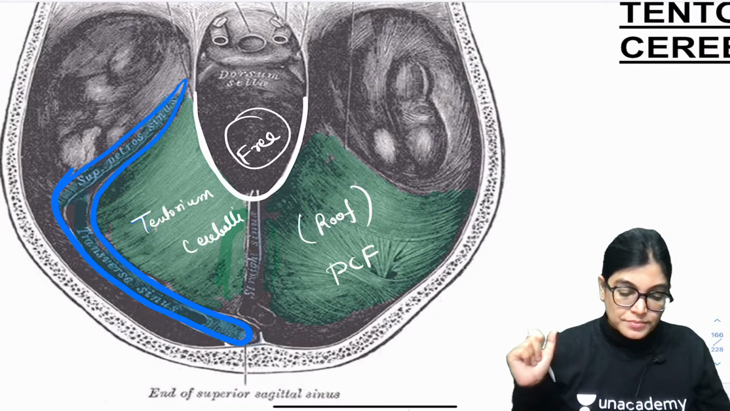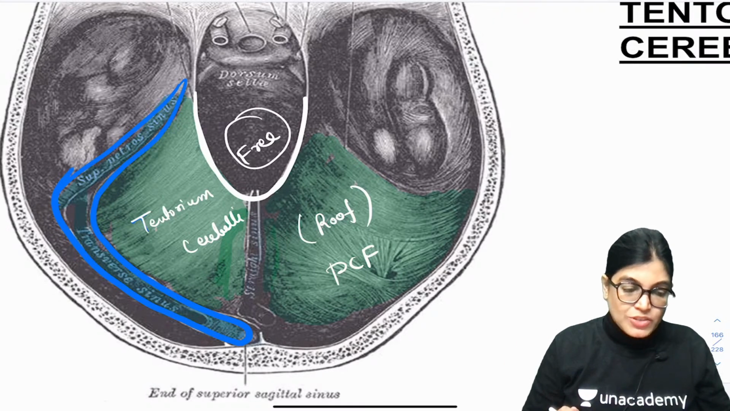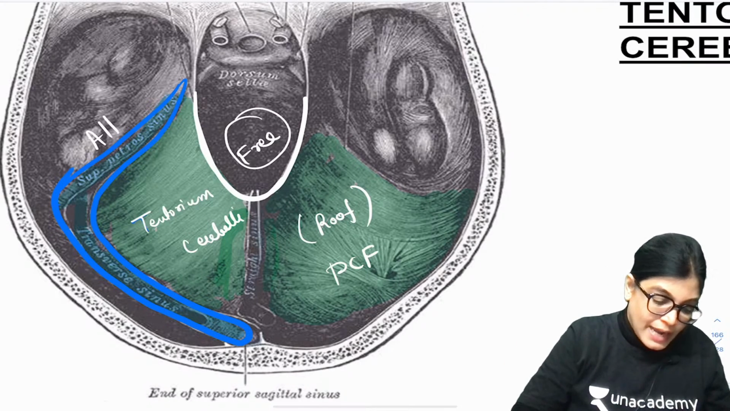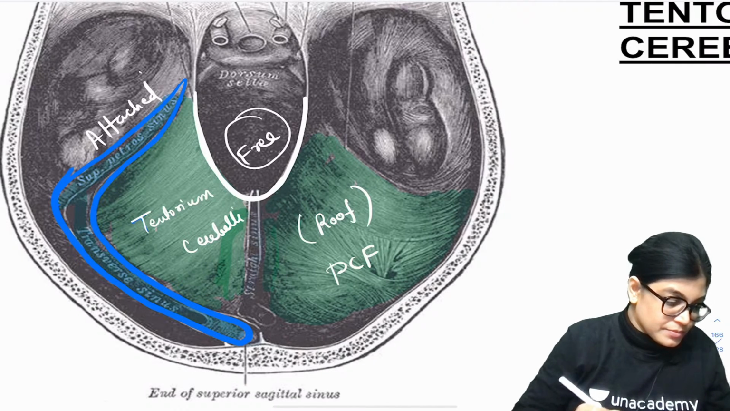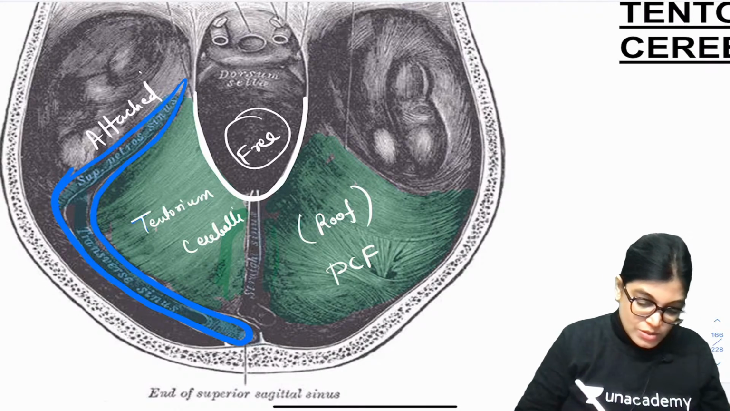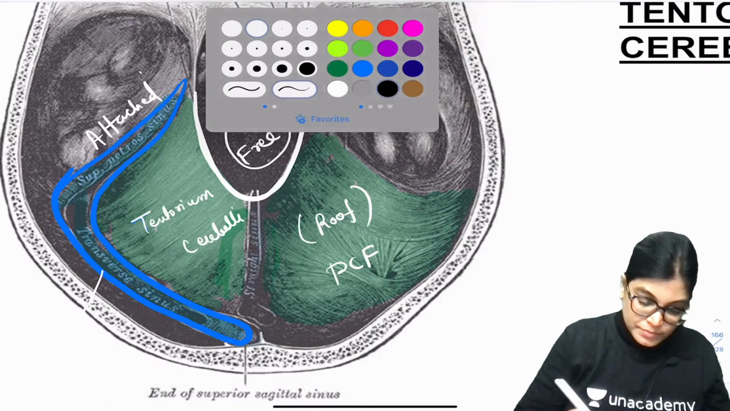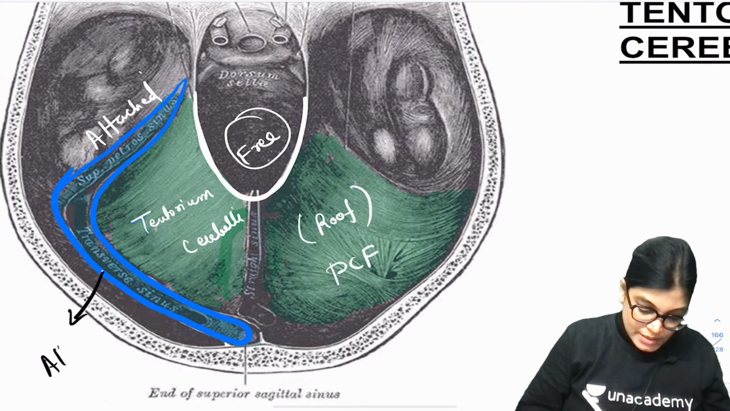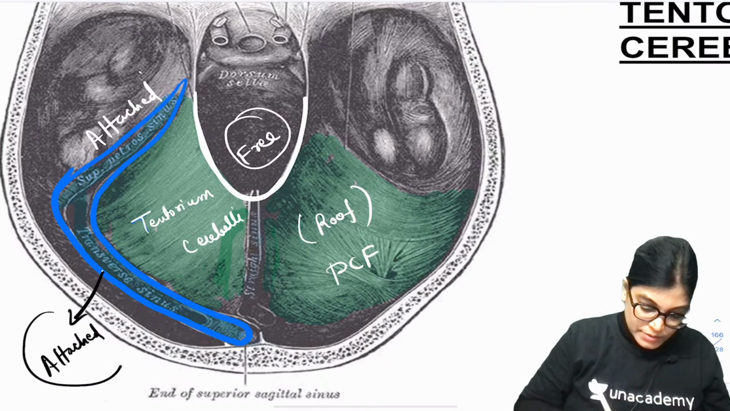Got it? So this is the free margin, and these are all the attached border. This is all the attached border.